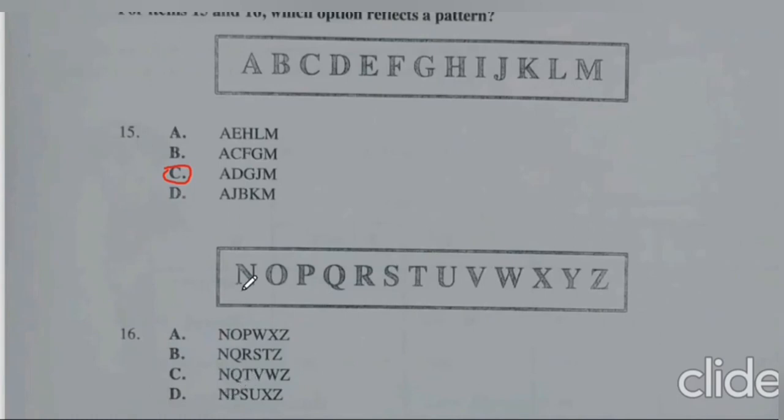Let's look at D. It says N, P, S, U. So we're not seeing a pattern there either. So which one was our correct answer again? Let's see. N, Q, T. Okay. So C was our correct answer.